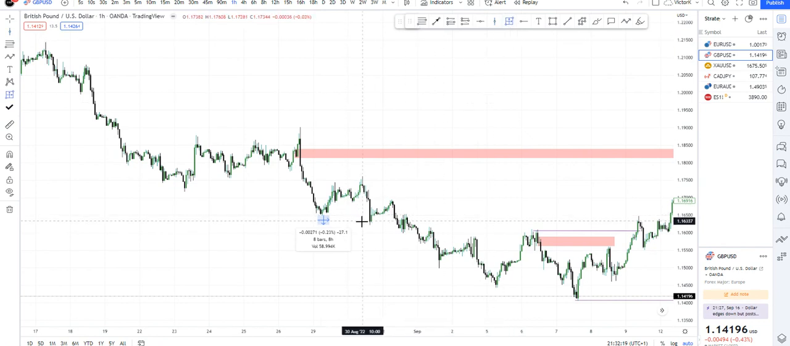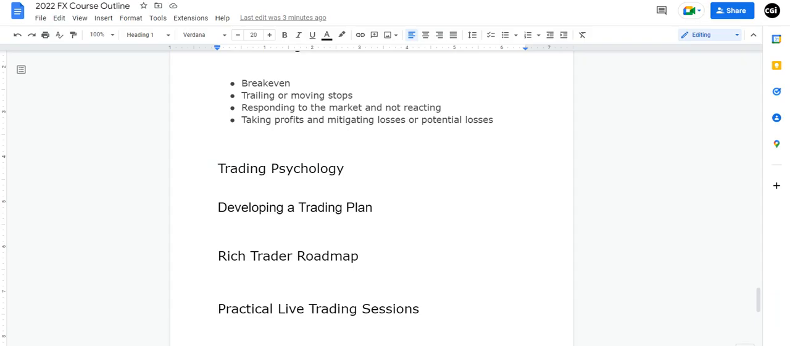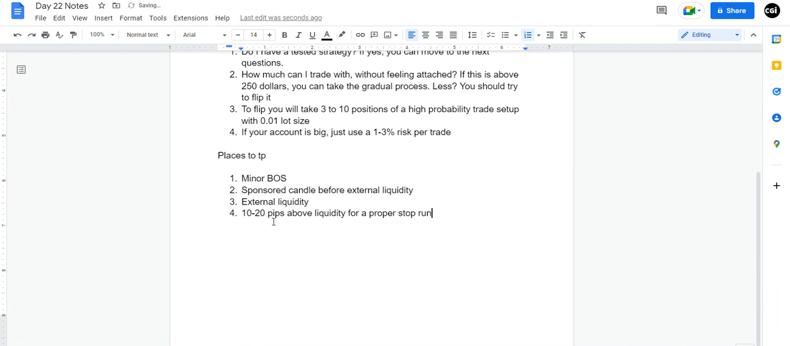So the market might sweep that much, 26 pips in this case. All right, see this one here, 16 pips. So these are examples of ways I like to take profit.